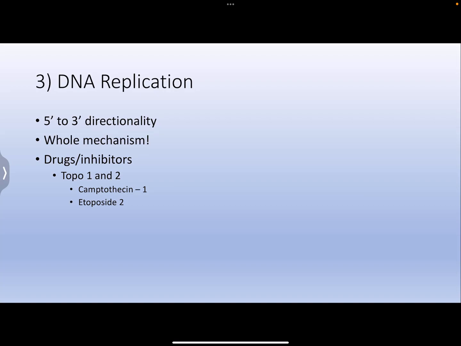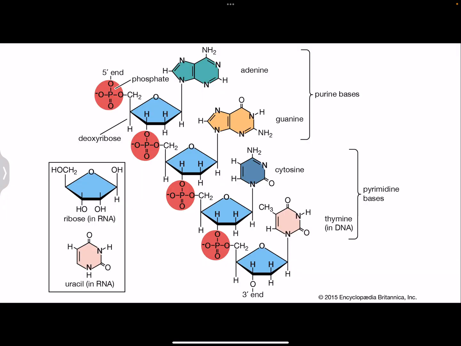DNA replication. All right, we're going to start off just really hammering home exactly what 5' and 3' mean and a couple different things they can mean. We're going to go through the entire mechanism, and we're briefly going to talk about some drugs.